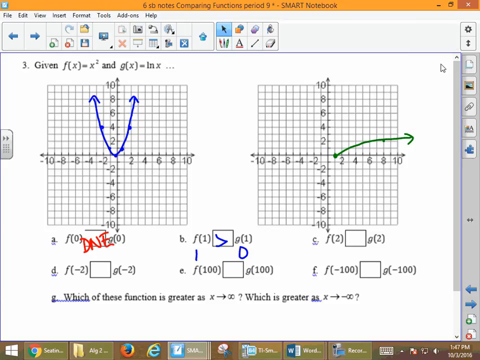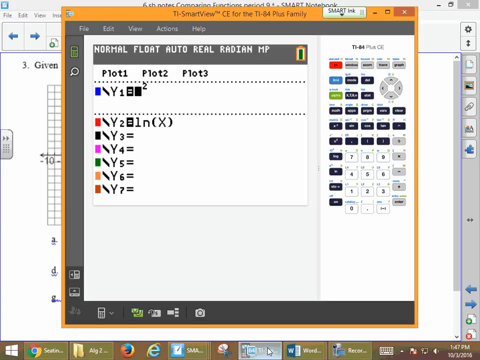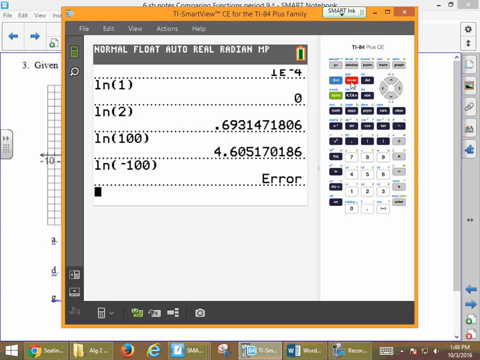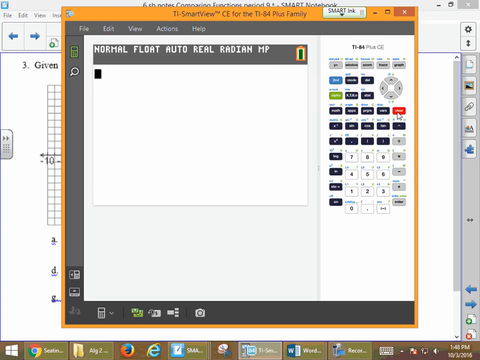And if you don't like looking at the picture here, f of 2 isn't too bad. 2 squared, 2 times 2 is 4. We can go back into our calculator and type in the natural log of 2. And I still have it up here from earlier. The natural log of 2 is 0.69, but let me show you just how to type it in.